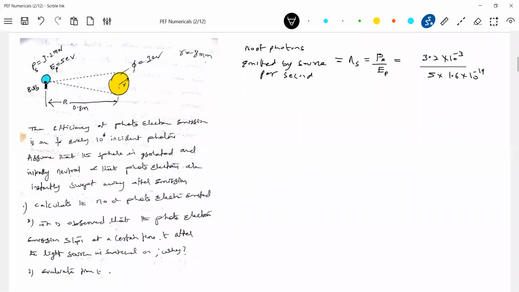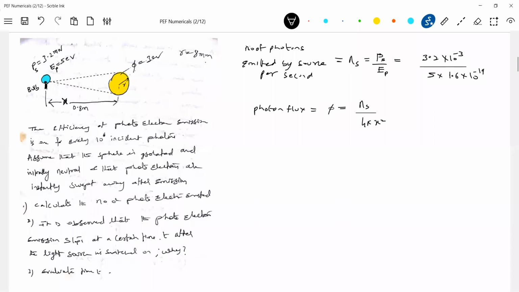Just to carry on with the problem. After getting this, will all emitted photons strike the metal sphere? No, only the fraction confined in this cone. So how do we determine that? For that, I'll go for photon flux. What is the photon flux? Photon flux is equal to the number of photons emitted, Ns, divided by 4 pi x square, where x is this symbol. We know Ns, so substituting that, we'll get the photon flux.